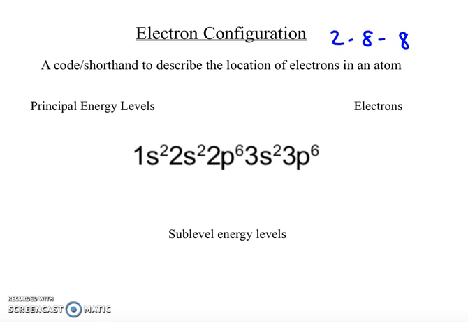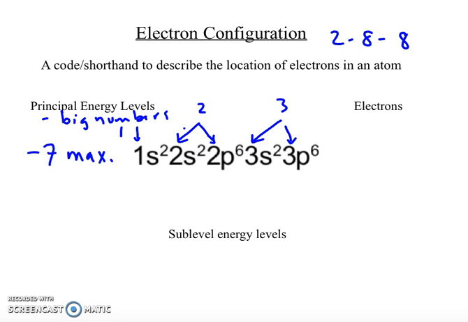Principal energy levels, we said they are the big numbers, right? So that's right there, principal energy level 1. There's principal energy level 2. And there's principal energy level 3. Okay. There are 7 max principal energy levels. Don't have to fill them all, but 7 is the maximum total number that any atom or element can have. All right.